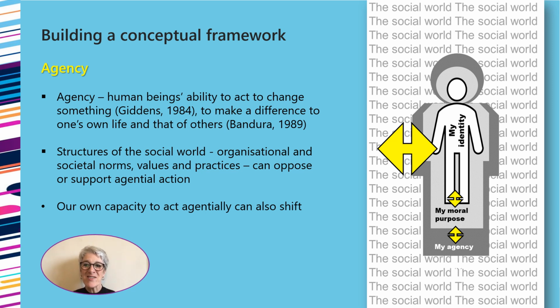However, agency doesn't work in isolation. It also sits within the social world, and structures within that social world can sometimes act either to support our agency or to oppose it. So organisational and societal norms, values and practices all have an influence on whether or not we are able to be agential. An illness can also impact on that sense of agency, reducing our capacity to change the things we wish to in our lives.